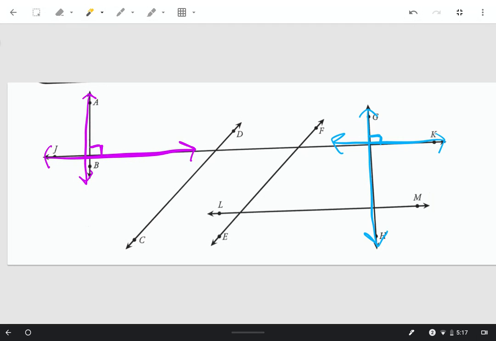And then line GH also crosses line LM and creates a 90-degree angle there. So within a diagram, we can pinpoint different types of lines. They might be parallel, intersecting, or perpendicular.